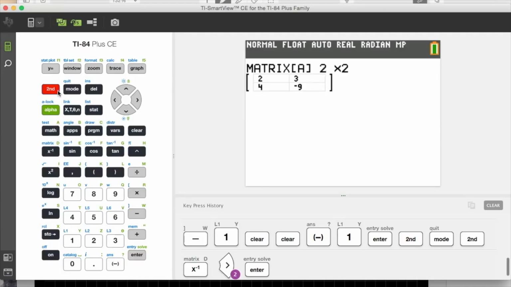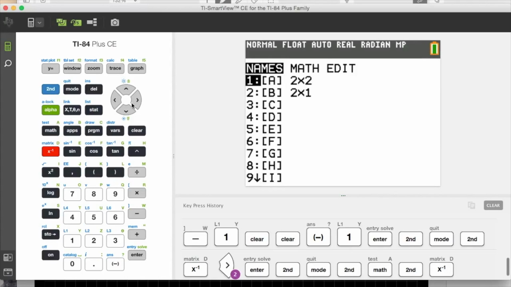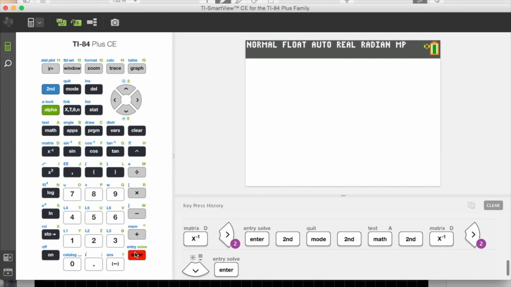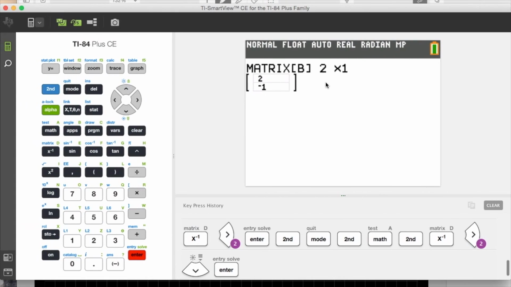The next step, I'm going to quit out of this and then go back and look at second matrix, matrix B. If you look at matrix B, it has 2 and negative 1. If we go back to our equation and look over here at matrix B, that's what we have right here, 2 and negative 1. So make sure that you tell it to be the right size. So 2 enter, 1 enter, and it'll rewrite your matrix to be the right size. And you can enter those corresponding numbers.